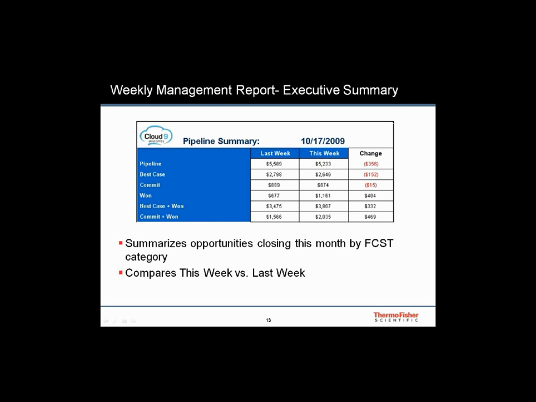This is really the first tab of our weekly messenger report. And this summary looks at all of our opportunities that are closing within the current month. As you can see here, we've also built in a change so we can look at this week versus last week and see what that change is. So a manager can get a quick snapshot of his direct reports and understand what the change is.